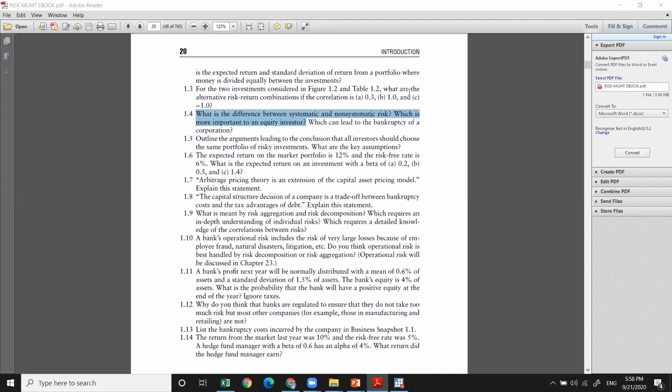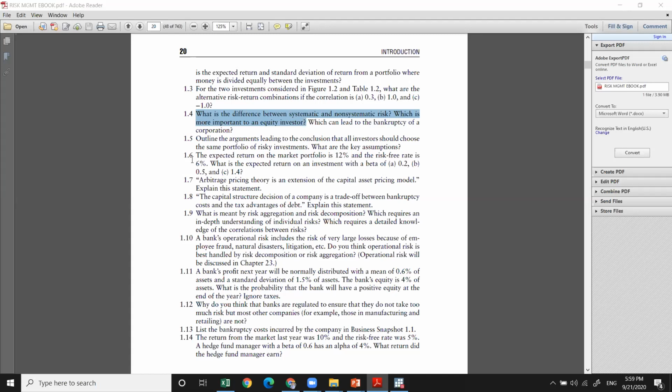Yeah. Okay, very good. And which of these types of risk can lead to bankruptcy? Both, probably. Yes, very good. Very true. Both can lead to bankruptcy. Thank you so much.